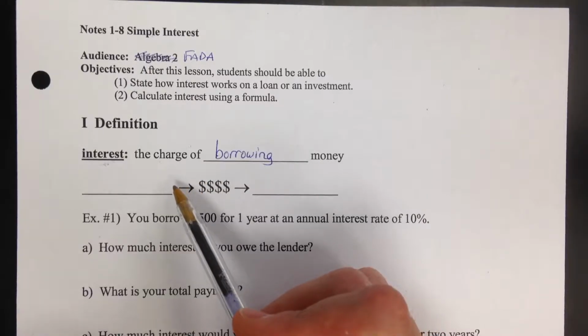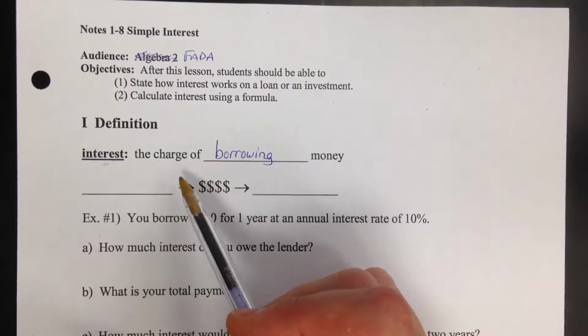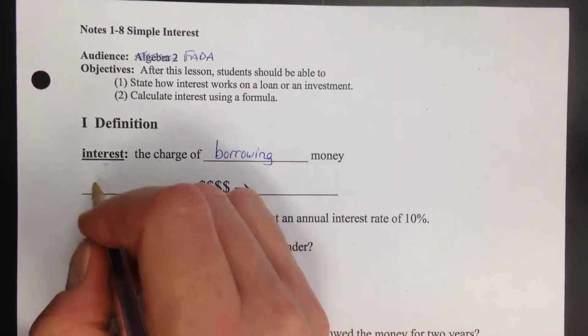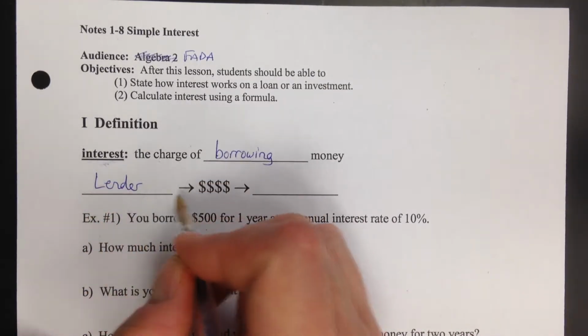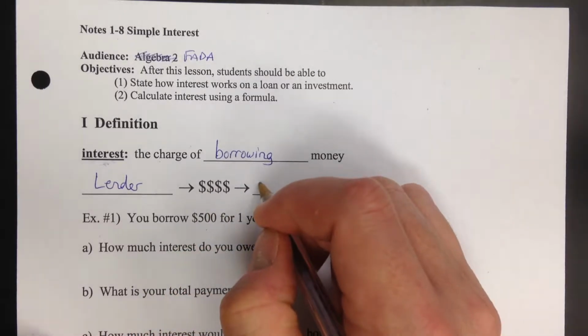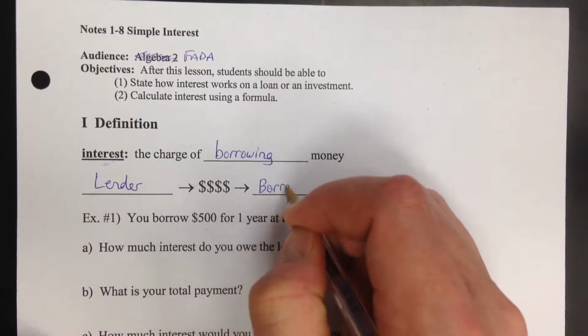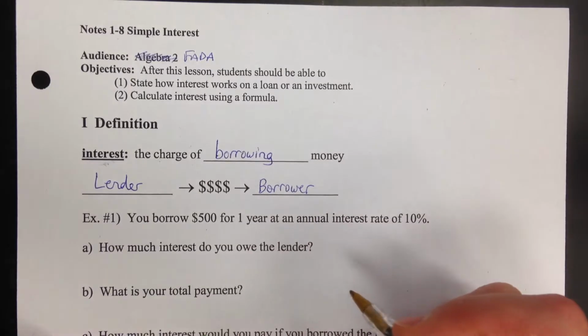But it also works the other way, that if you put your money into a bank that pays interest on your account, you are loaning them money and they're paying you extra interest to borrow your money and to use it. So the process is you have the lender, the person who gives out the money, and they give the money to the person who is the borrower. So that is the general process.